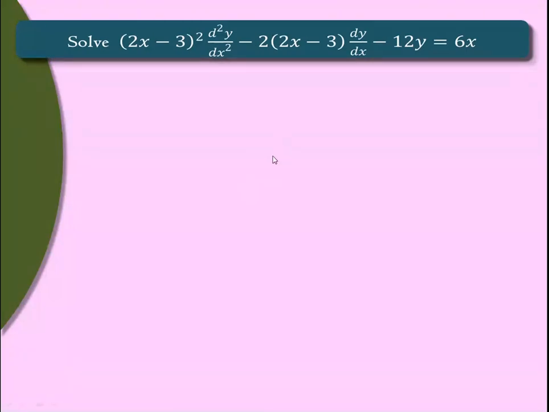So consider the first problem. (2x minus 3) squared d squared y by dx squared minus 2 into (2x minus 3) dy by dx minus 12y equal to 6x.